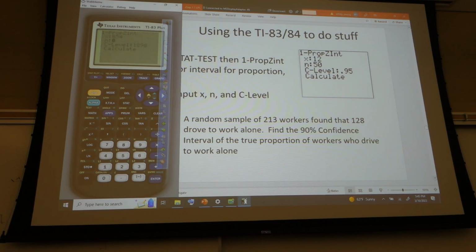X is 854 people. Oh, my N is 1898. Sorry, 1898. And we want a confidence level of 95%, 0.95. And that's basically what you folks got. You got 0.428 to 0.472. Correct? Yeah, so that's just a quicker, easier way of doing it.